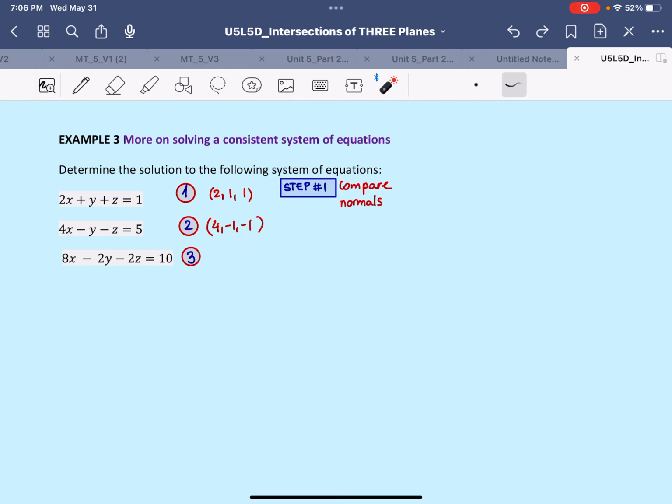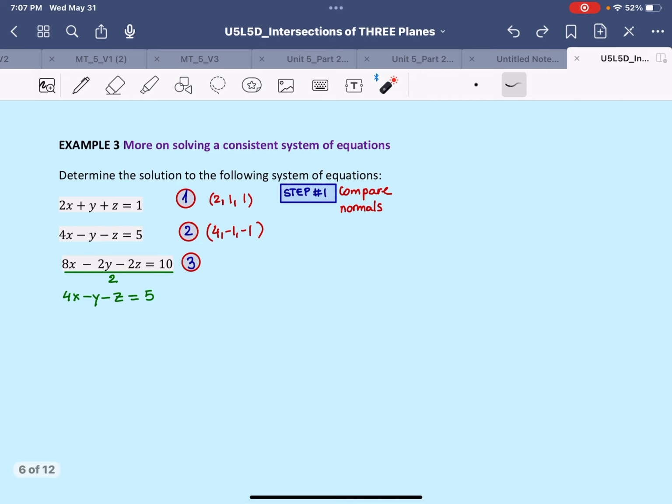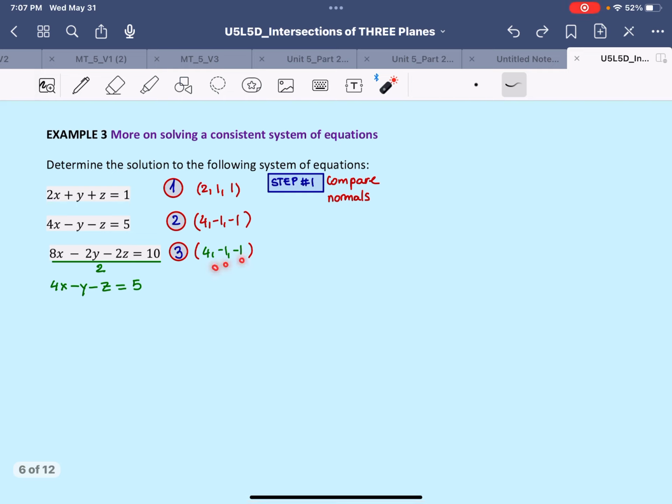When you look at the last equation, notice how the coefficients are all even numbers, which tells us that they can be reduced by 2. It is best to reduce each equation to lowest coefficients possible, because that would make the connection with the other normals a little bit more clear. So we are dividing every term in the equation, both sides, by 2, and that will create the more simplified form, 4x minus y minus z equals 5, which tells us that the normal to the plane pi 3 would be 4, negative 1, negative 1.